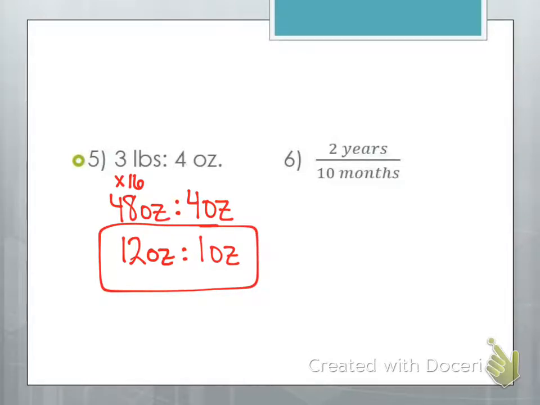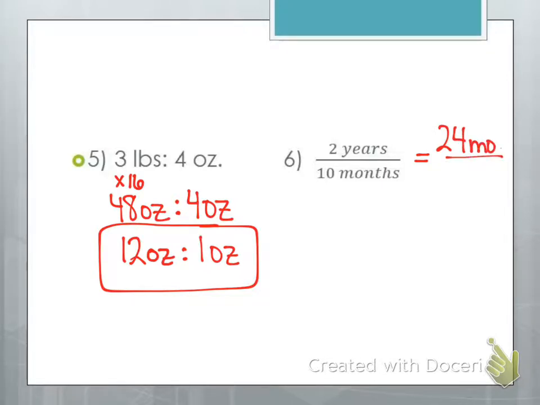Questions about number 5? Yeah, I have a question. What's up? On number 6, our units are different. We want them to be the same. We need to stick with months. How many months are in 2 years? 24, good.